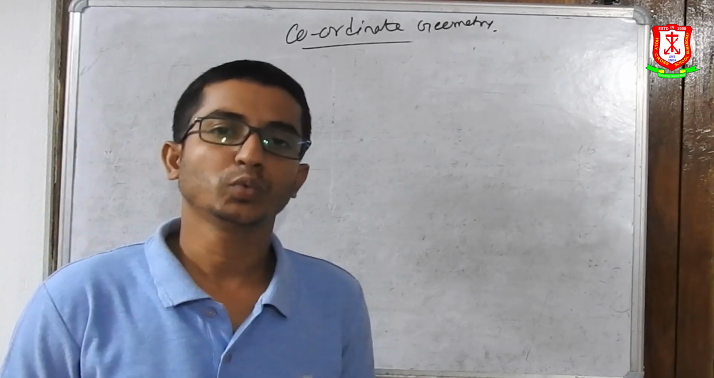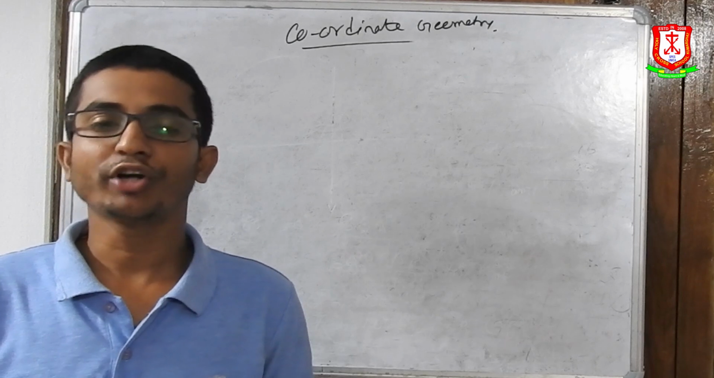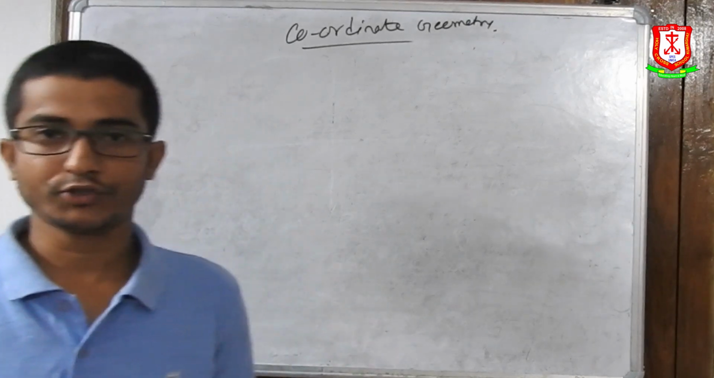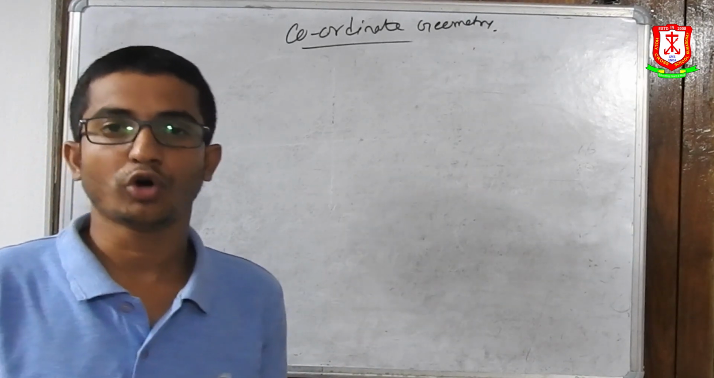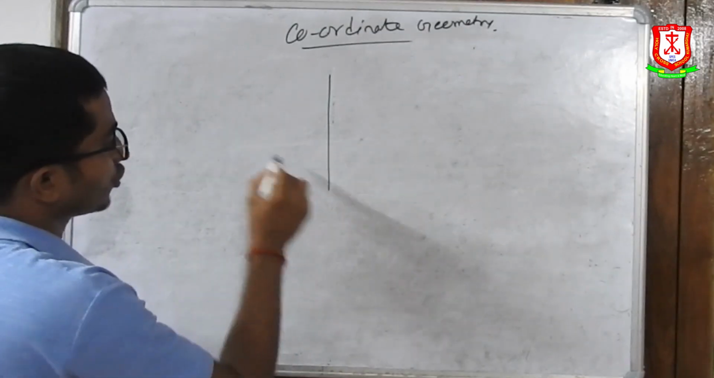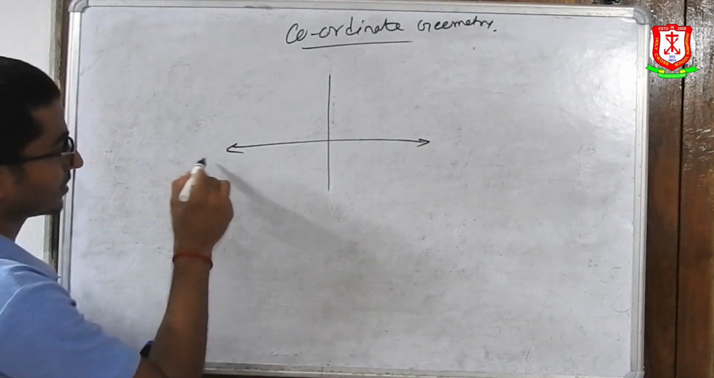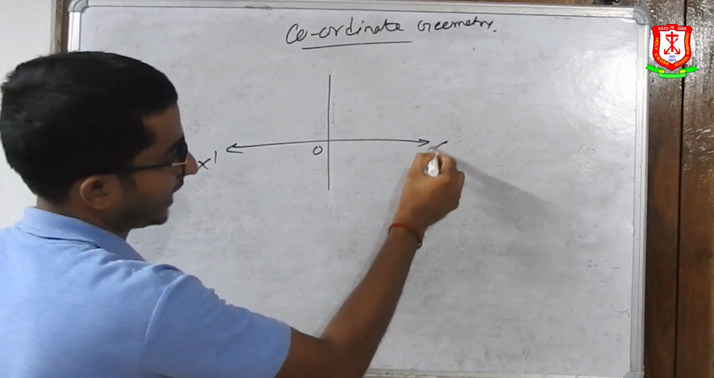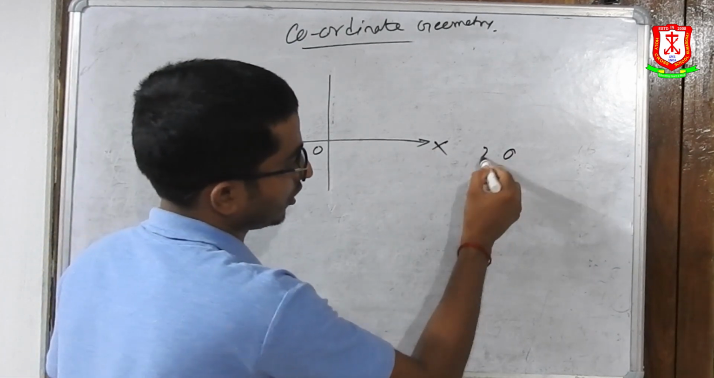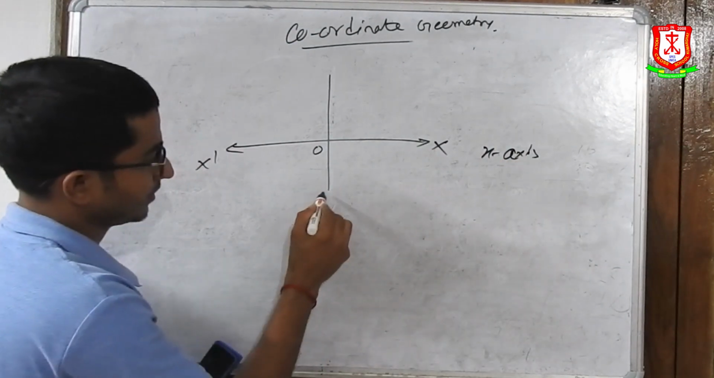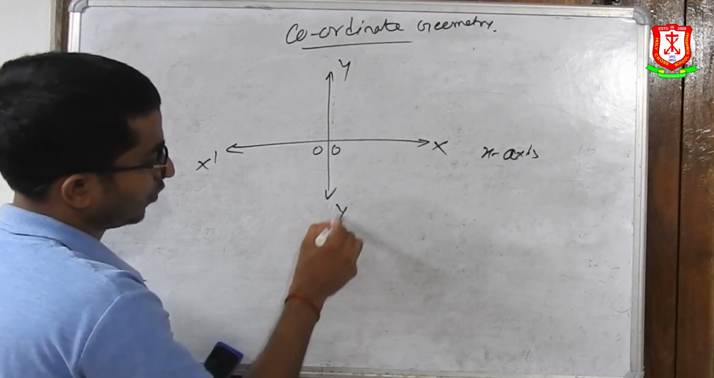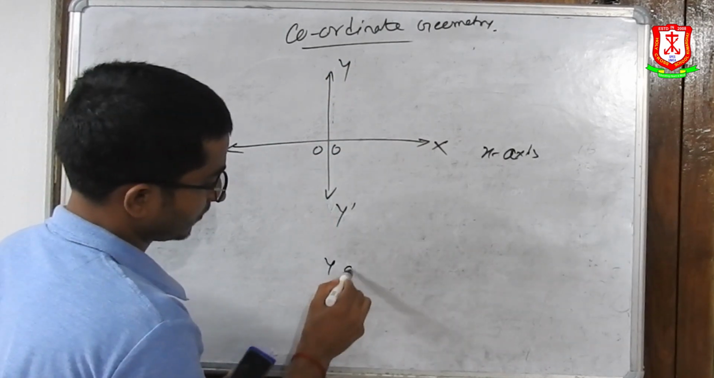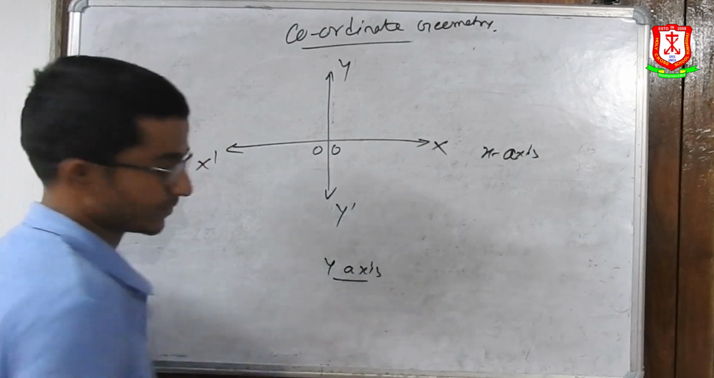Students, today we'll discuss coordinate geometry. Before starting coordinate geometry, we have to know some knowledge about the axes. If we draw the axes, this is the x or x dash, which is called the x-axis. Then y or y dash is called the y-axis.